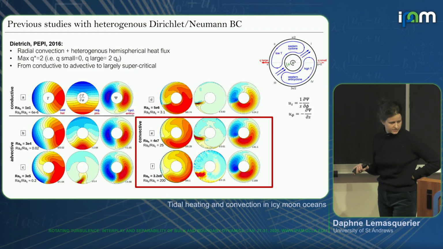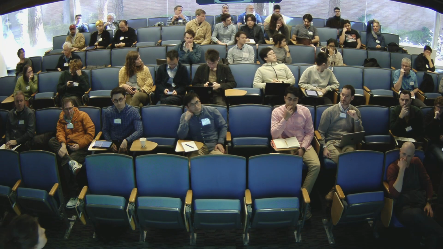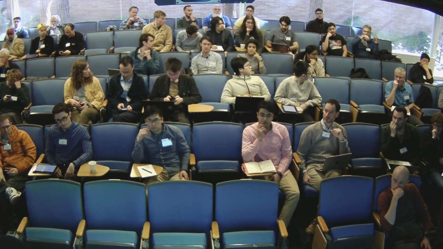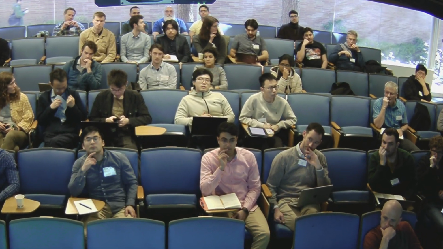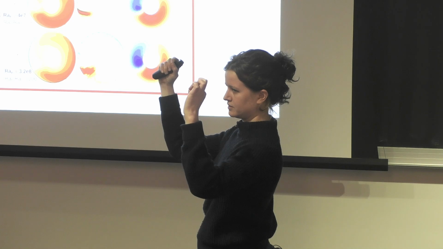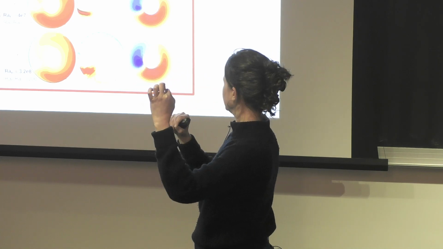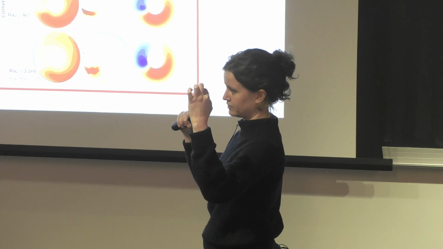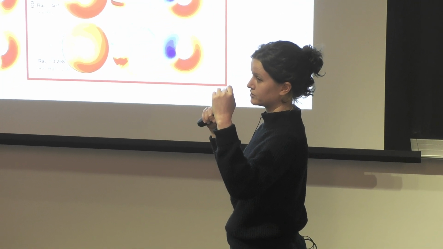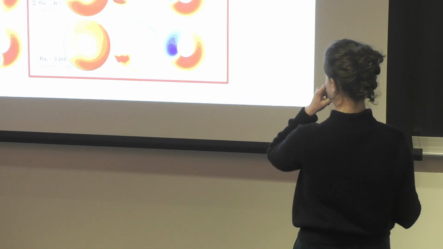All right, so that's, yes? The horizontal Rayleigh number is based on the azimuthal temperature gradient? Yes, because it's a hemispherical pattern, so yes. Rayleigh H is based on this horizontal gradient. And the critical Rayleigh is the critical Rayleigh that would be there for radial convection with no heterogeneity. Yes.